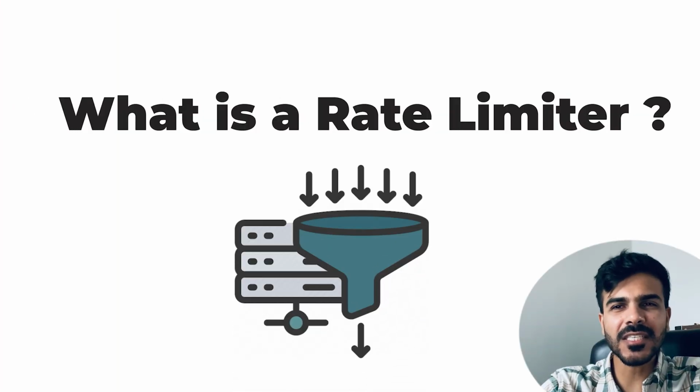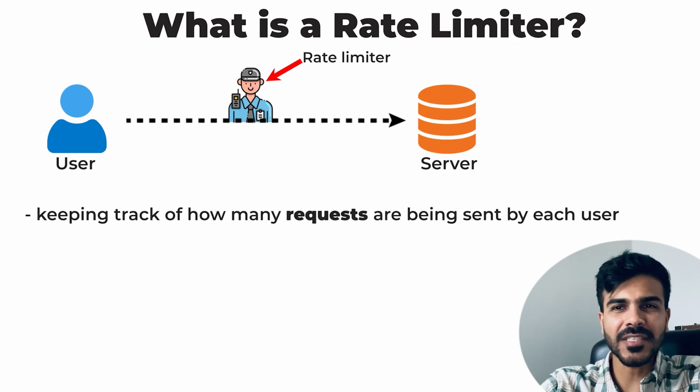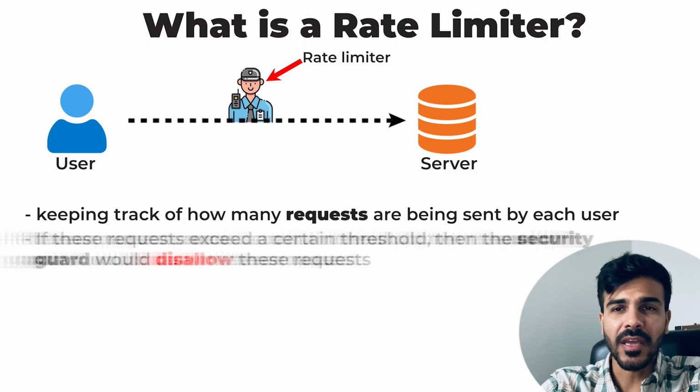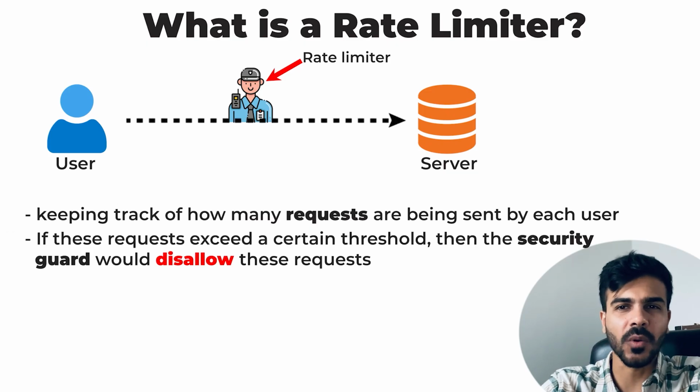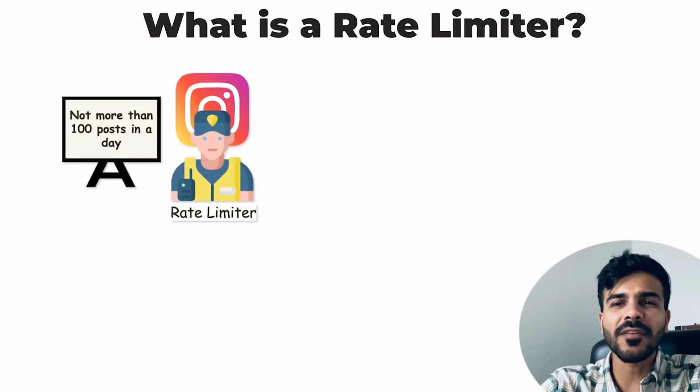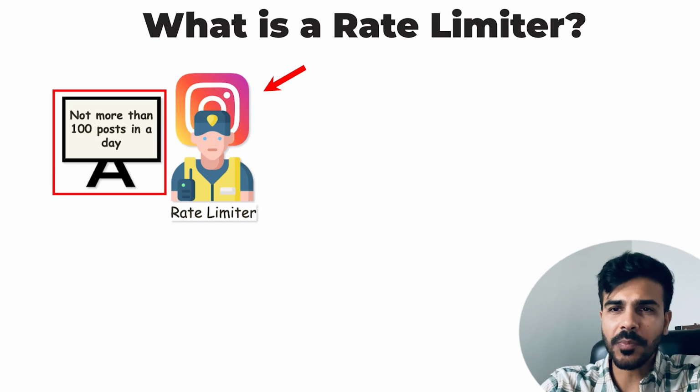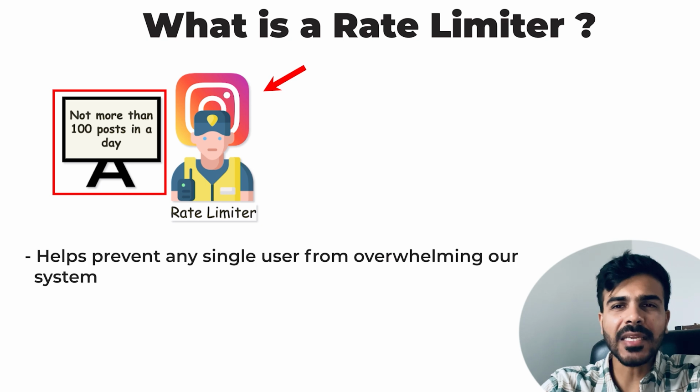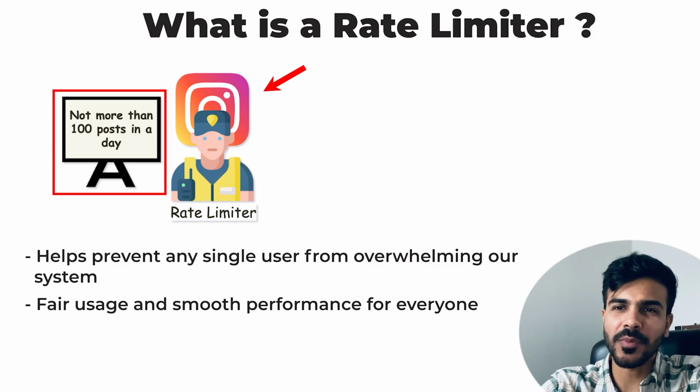Try again later." Now, in the last lesson, we have seen that a rate limiter is just like a security guard. The security guard is at the entrance, keeping track of how many requests are being sent by each user. If these requests exceed a certain threshold, then the security guard would disallow these requests. For example, on a platform like Instagram, a rate limiter could be in place to ensure that no user can post more than 100 times a day. This kind of control helps prevent any single user from overwhelming our system with excessive activity. This ensures fair usage and smooth performance for everyone.